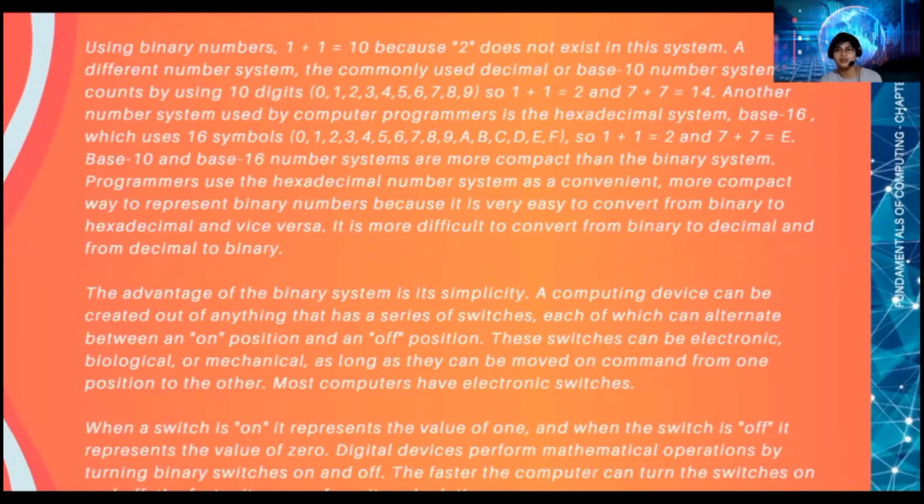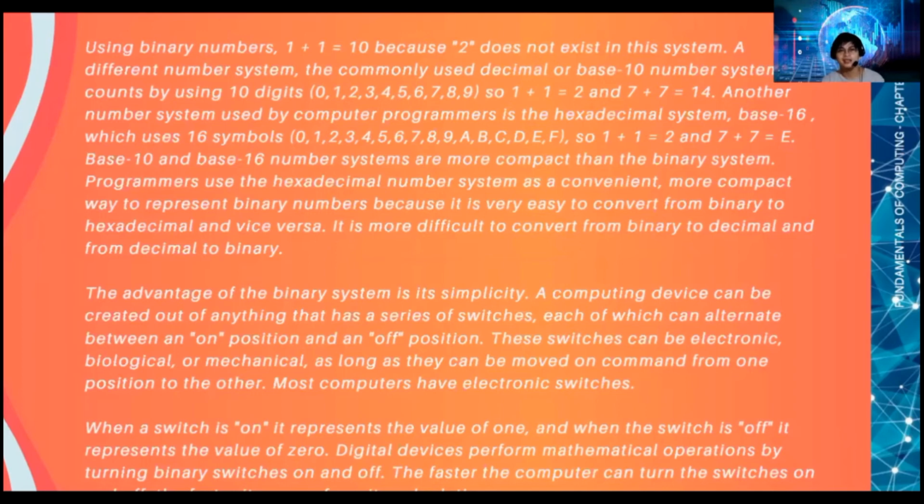The commonly used decimal or base 10 number system counts by using 10 digits from, again, 0 to 9. So in decimal, 1 plus 1 is equal to 2 and 7 plus 7 is equal to 14. Another number system used by computer programmers is the hexadecimal or base 16, which uses 16 symbols from 0 to 9 and then A to F. So in hexadecimal, 1 plus 1 is equal to 2 and 7 plus 7 is equal to E. Now it's no longer 14. It becomes a letter symbol, E.